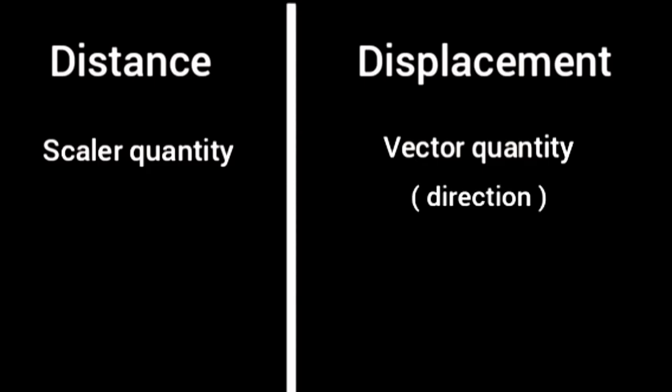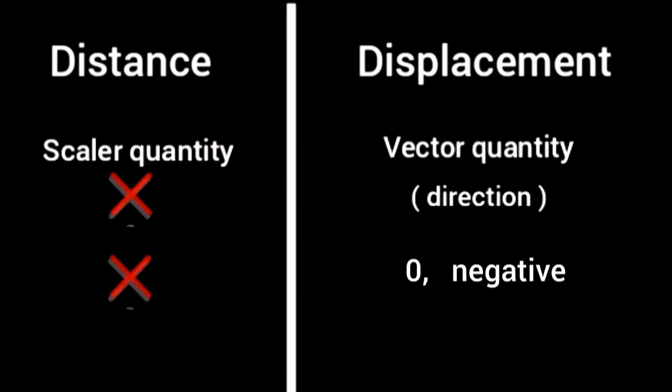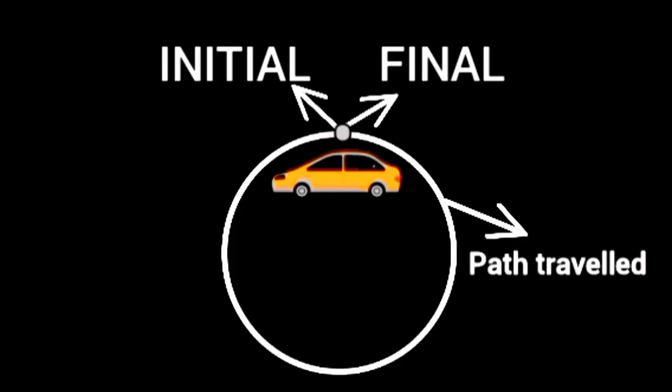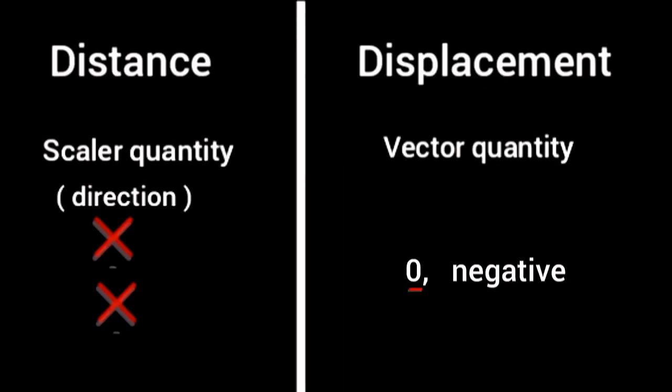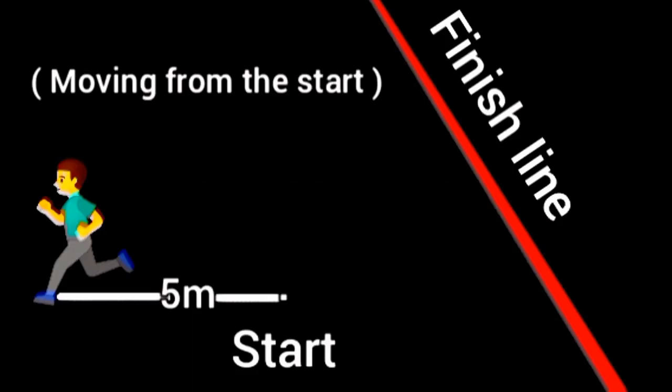Let's see some major differences between them. Distance is a scalar quantity while displacement is a vector, meaning displacement has a direction but distance does not. If any object has moved, then displacement can be 0 or negative, but distance cannot. And also, if the initial and final position of an object are the same, then displacement will be 0. If you move in the opposite direction of a chosen reference point, then your displacement will be negative. For example, in a race if you run about 5 meters in the opposite direction of the finish line, then your displacement will be negative 5 meters.